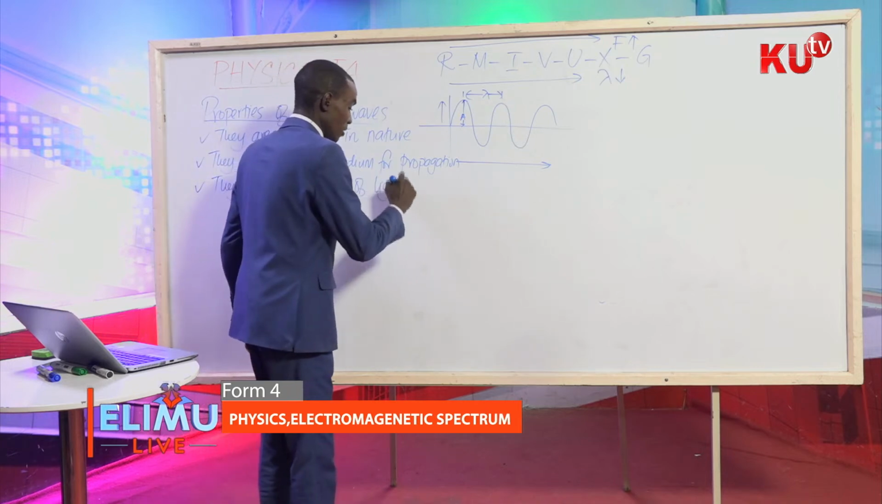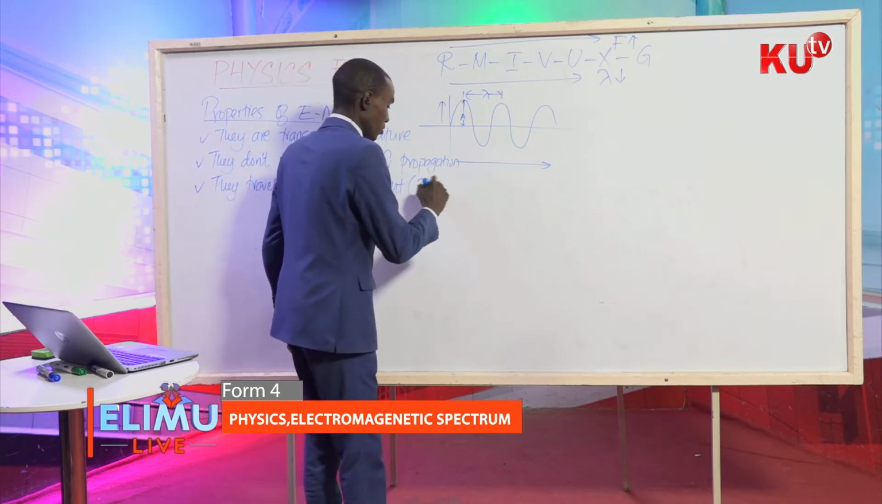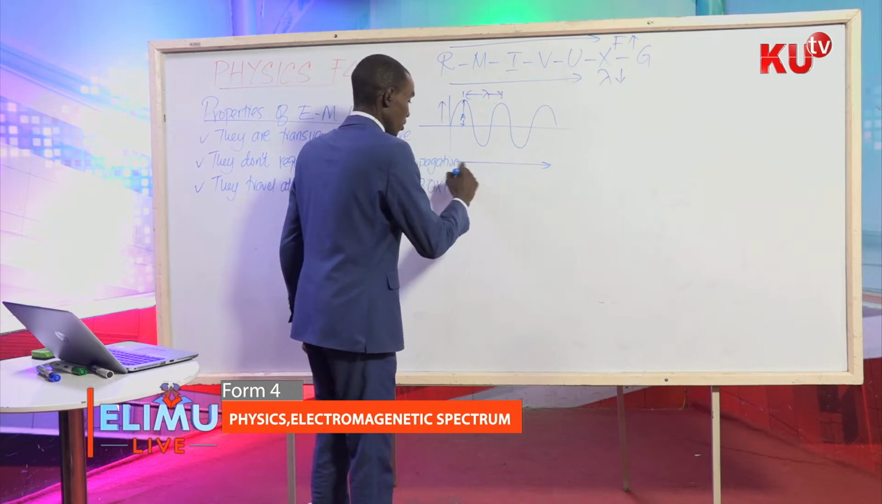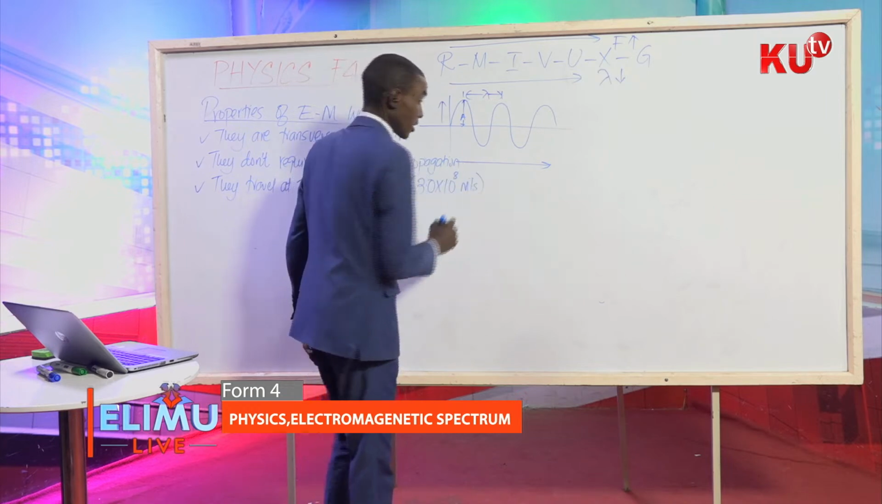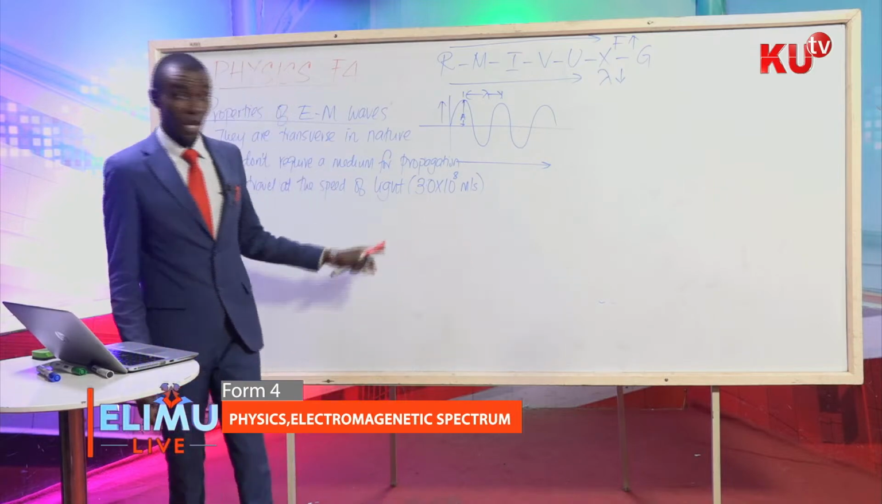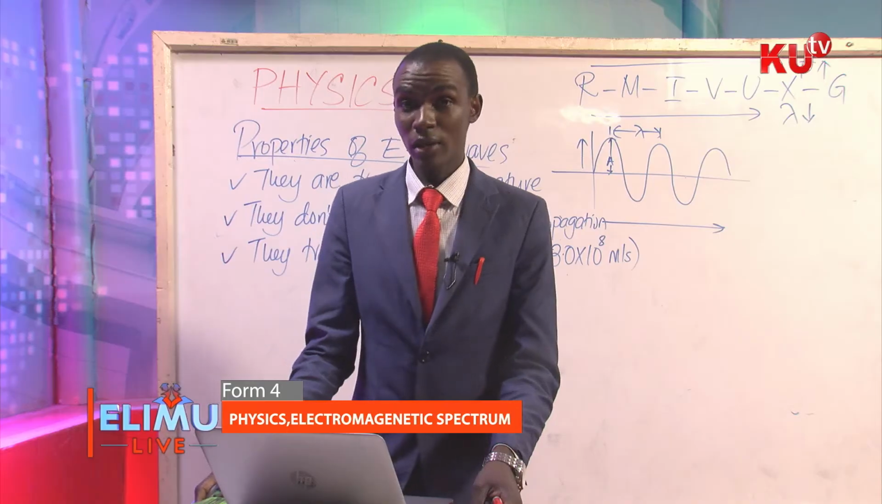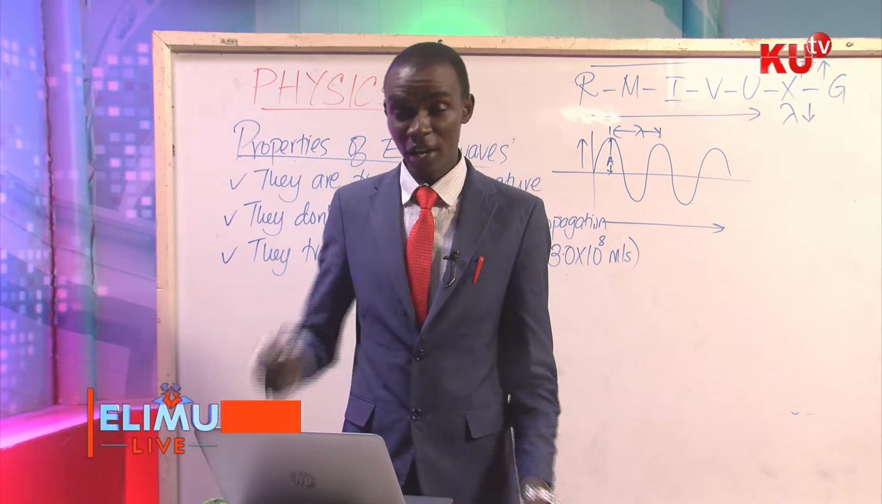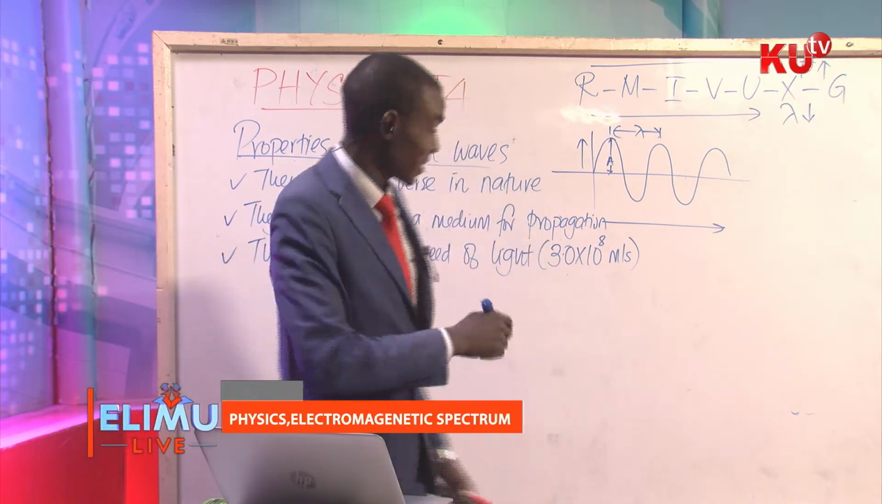And we all know that the speed of light is actually 3.0 times 10 to the power 8 meters every second. Now, let me just tell you something about this speed. In 1 second, actually, light is capable of going around the Earth almost 7 times.